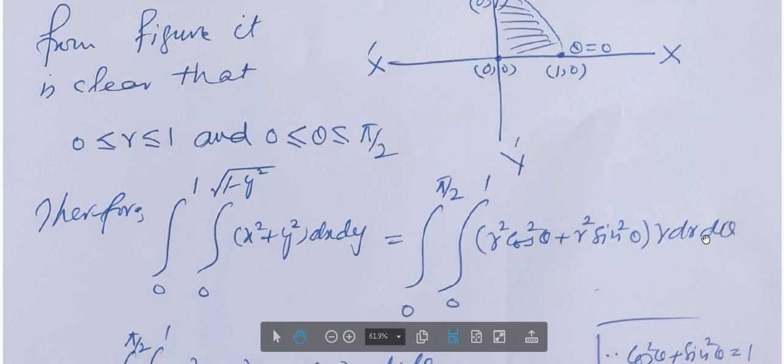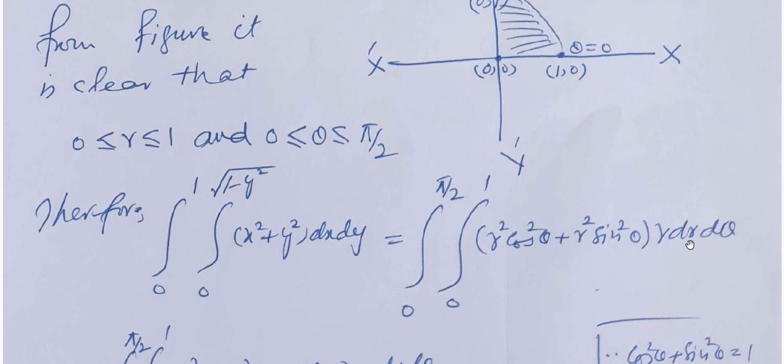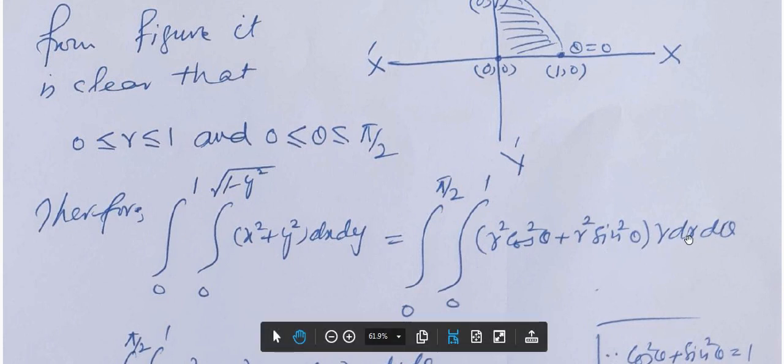So in all these questions you will replace like this. Now for the limits, because here dr is written first, the limit of r is 0 to 1, because your radius varies from 0 to 1, and theta varies from 0 to pi by 2. So now the rest is all very simple.